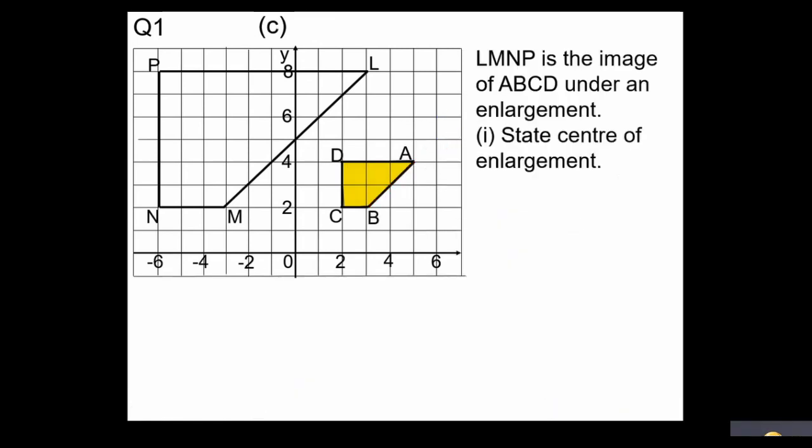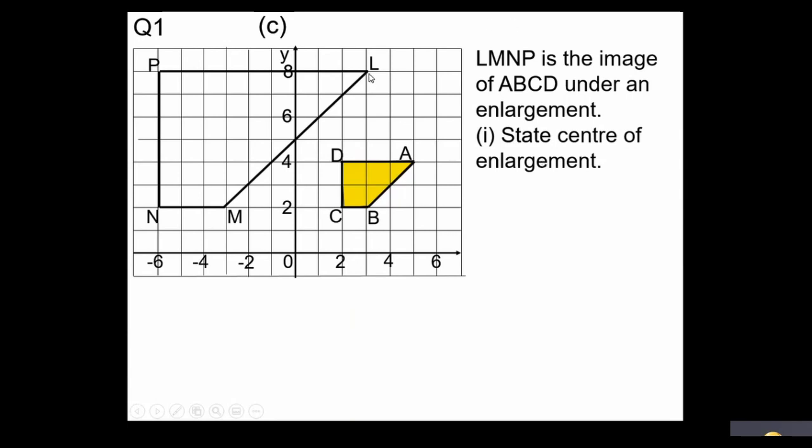Next. This one is quite obvious. As you can see, from here to here, it becomes bigger, right? Becomes bigger means enlargement. This one no need to guess. Here, LMNP is the image of this. State the center of enlargement. This center of enlargement is quite easy.